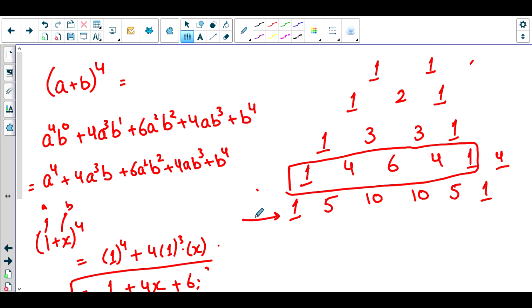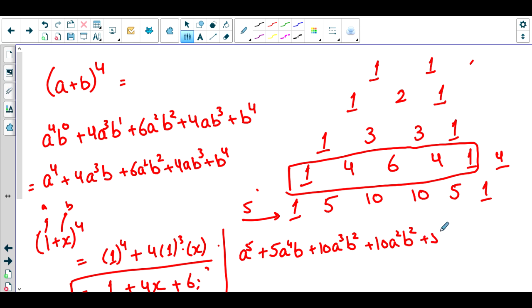See, this is row 5. So highest power will be a^5 b^0, meaning b power 0, so you directly write a^5. Now decrease a, increase b, so this will be 5a^4 b. Then plus 10a^3 b^2 plus 10a^2 b^3 plus 5a b^4 plus b^5. This formula will be for (a + b) power 5.